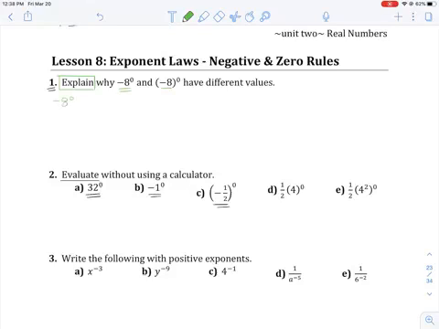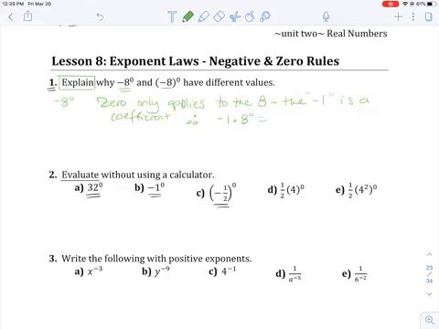Well, if you look at the first one, negative 8 to the power of 0, the 0 only applies, this would be a good explanation, I think. 0 only applies to the 8. The negative 1 is a coefficient.